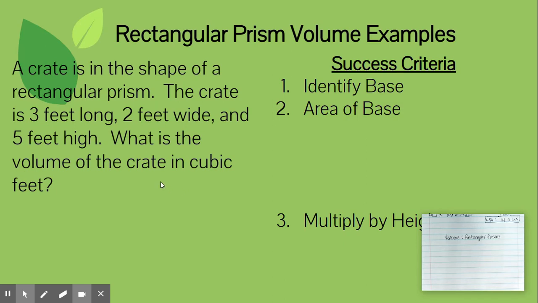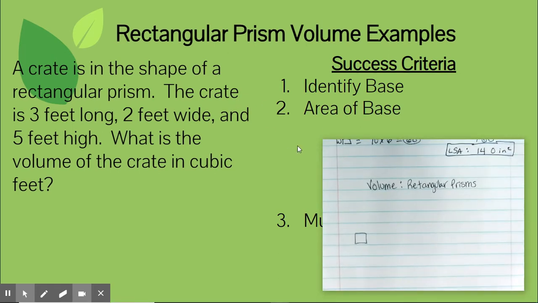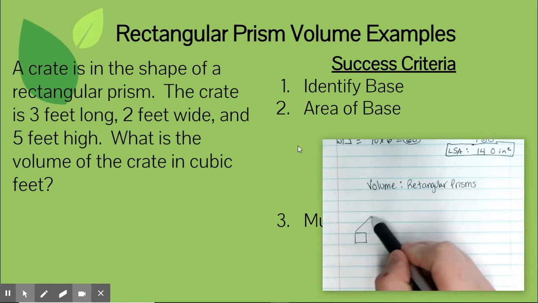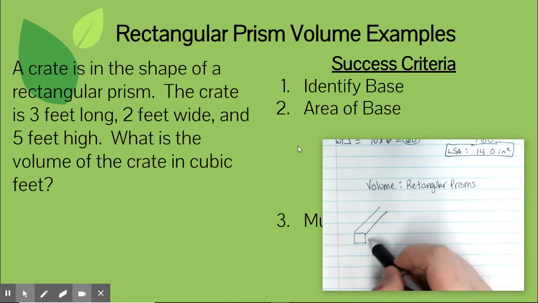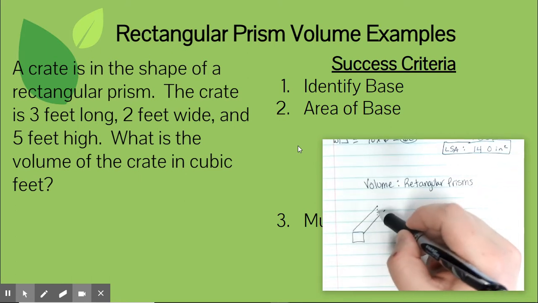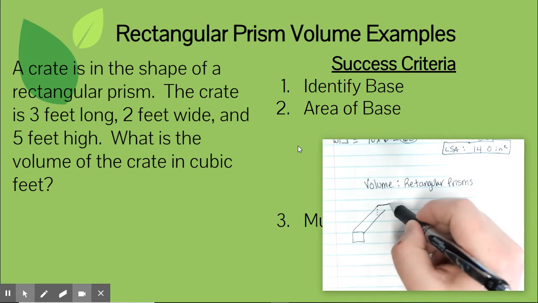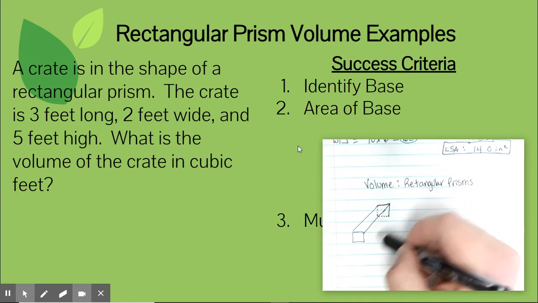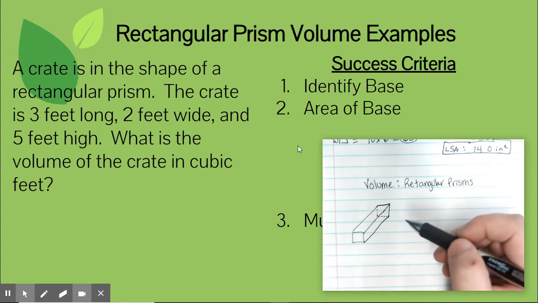This says a crate is in the shape of a rectangular prism. The crate is 3 feet long, 2 feet wide, and 5 feet high. What is the volume of the crate in cubic feet? So I'm going to draw a little rectangular prism so we can visualize this. Okay. So that's my rectangular prism.